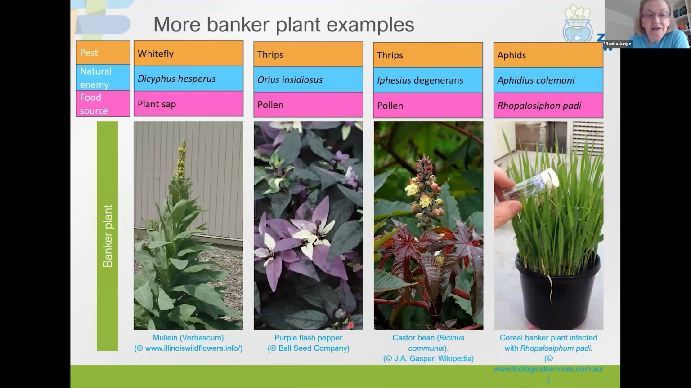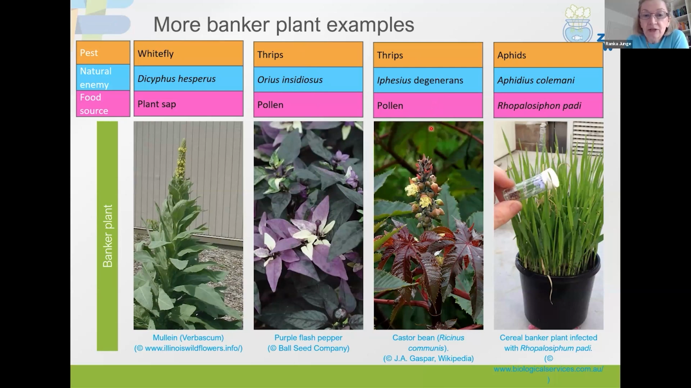I will show you now more banker plants. There are some more examples. For instance, against whitefly, you can use, this would be the bug that is a natural enemy of the whitefly. It needs plant sap as a food source, and the banker plant would be mullein, that's Verbascum. That's also a very common plant. Actually, in some parts of the world, it's even invasive. Against thrips, you could also use not only alyssum, also as a host for Orius, you could also use some decorative peppers. It looks nice, and it hosts your bug.